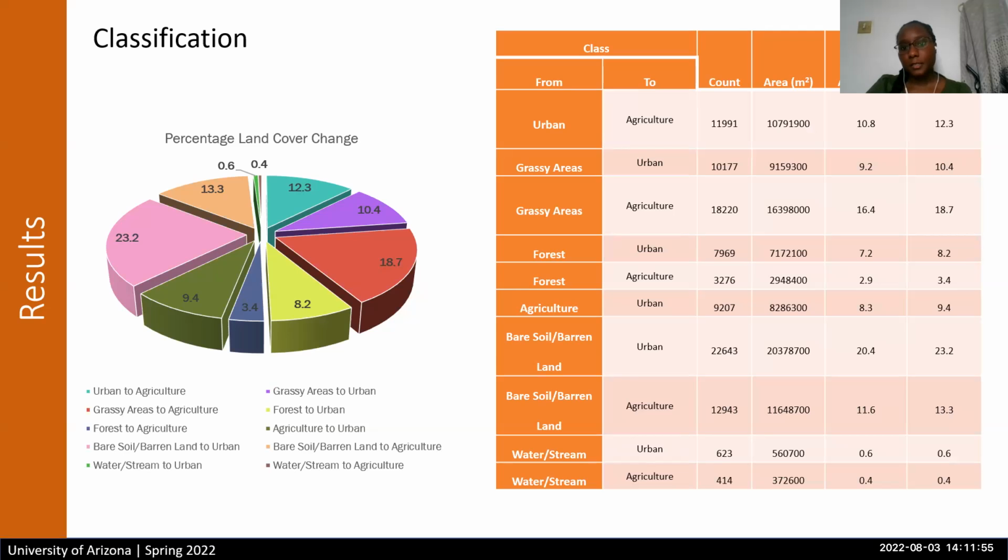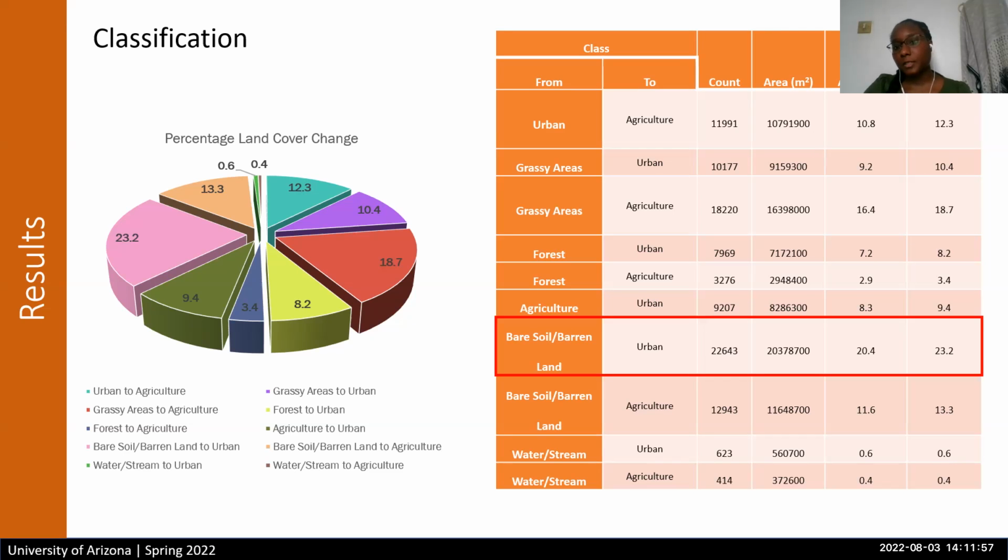Looking at the statistics, bare soil or barren land to urban accounted for the largest change with 23.2%. There was also a significant change from grasslands to agricultural areas, accounting for 18.7%. Grassy areas to urban areas had about a 10.4% change, and there were smaller changes for bare soil to agriculture.